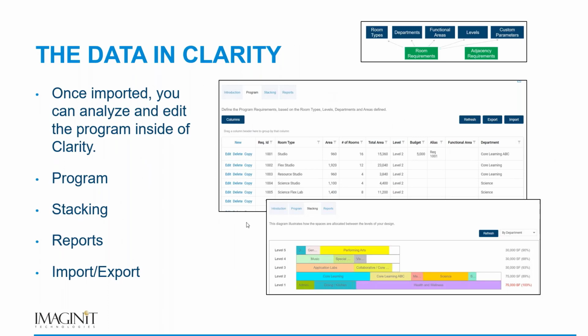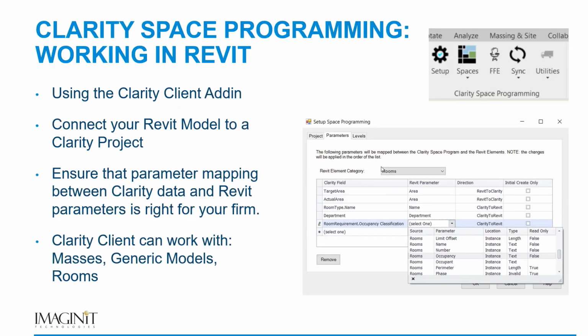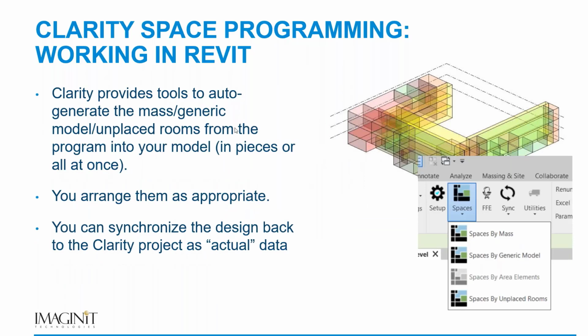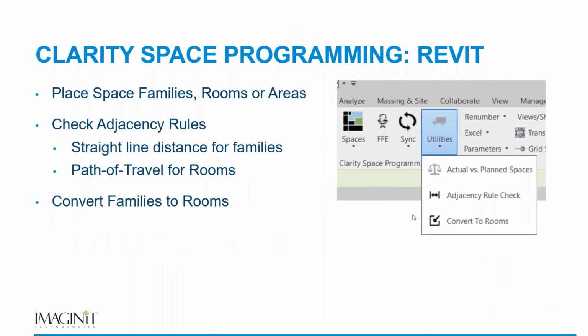Once the data gets into Clarity, we try to provide some different tools for looking at it, for viewing it in different ways. We try to provide some tools inside of Revit to make it easy to set up and map. Okay, how do I match all these things that I care about in the program to my Revit space families or my Revit rooms? So that's a one-time setup. Can I make it easier to drop my blocks out onto the surface so I can start arranging them to fit the space, and being able to check.